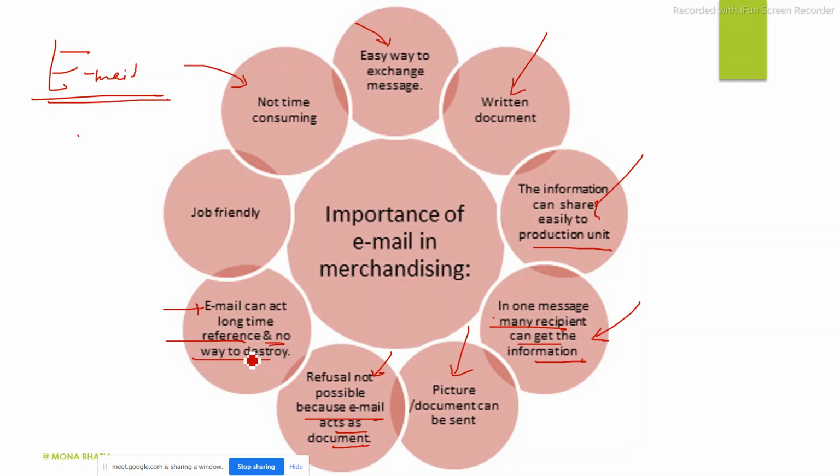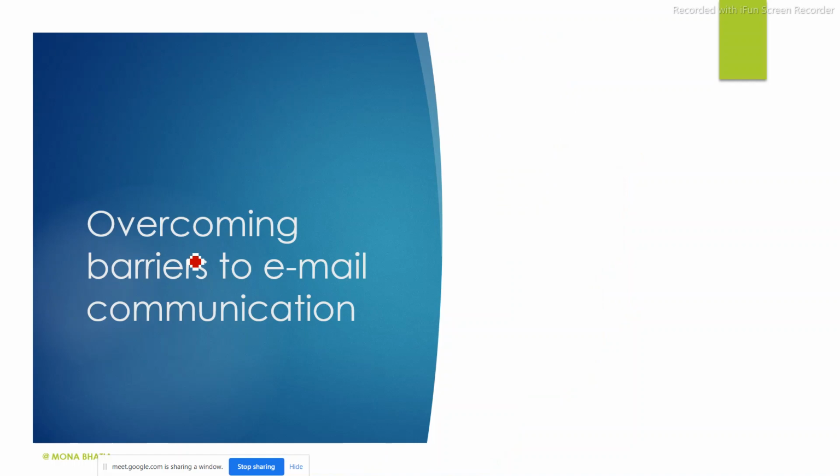A physical copy can be destroyed, actually in email also it can happen, but still you can retrieve it. In case something happened from your end, it doesn't matter because some things are saved in the cloud. They are also job friendly. So these are the importance. That is why we have all switched to emails nowadays. Okay, now what is overcoming the barriers to email communication? There are occasions when our emails don't bring the desired result, the expected response.